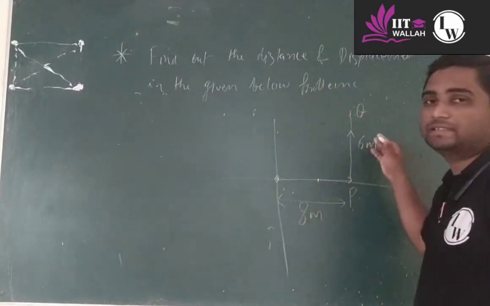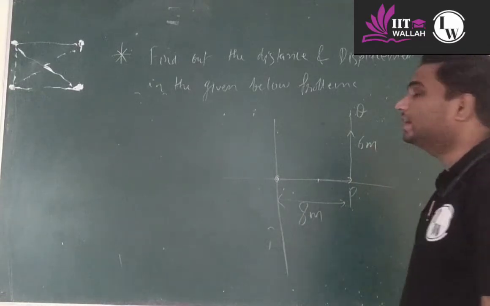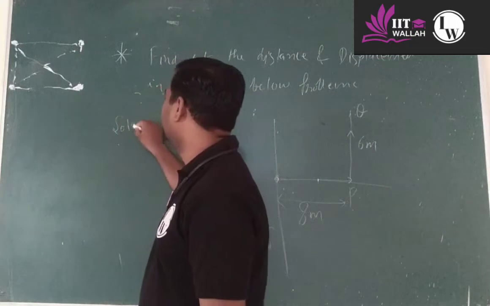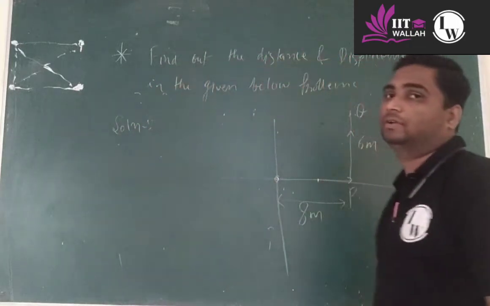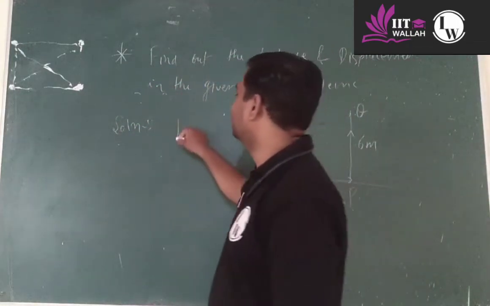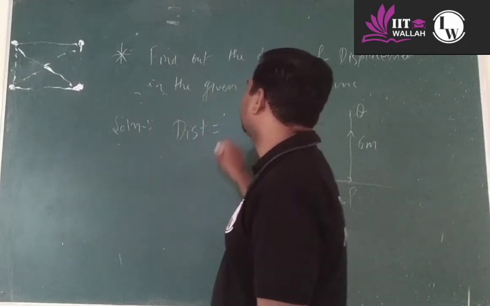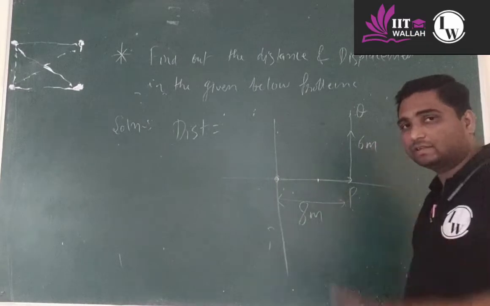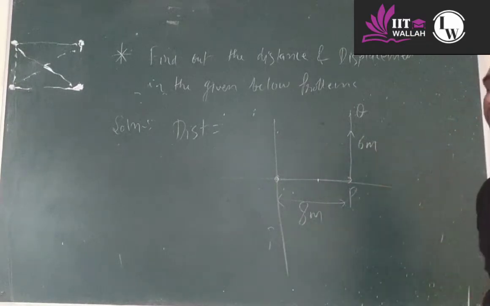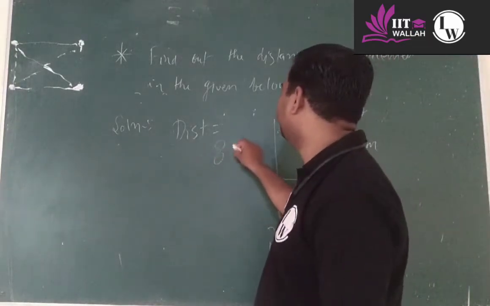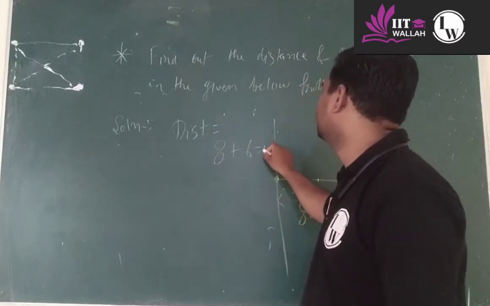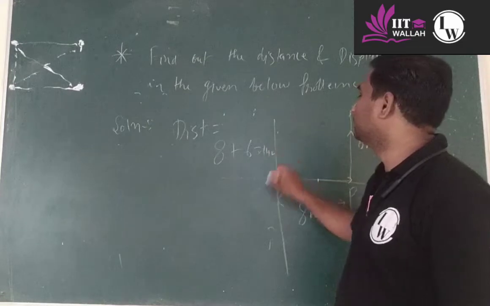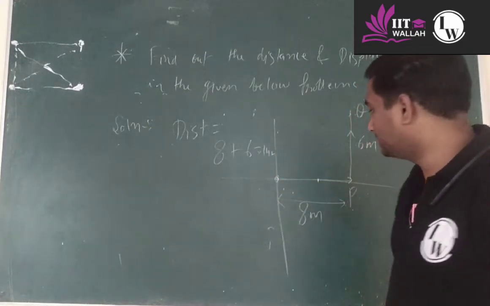You have to apply the same concept. So write here solution. Distance will be the numerical value, the algebraic sum. You have to add that. So distance will be simply 8 plus 6. How much? 14 meter.